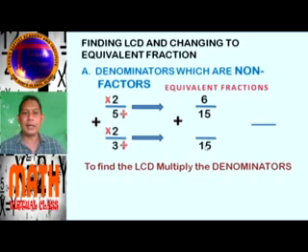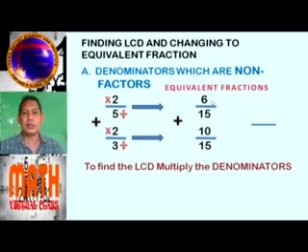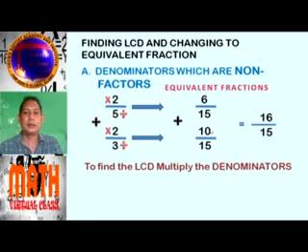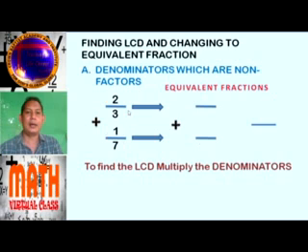Now when we have similar fractions, the only way to add them is by adding the numerators. So 6 plus 10 will yield 16 over 15. These are examples of non-factor denominators. The second example, we have 2/3 plus 1 over 7. Again, 3 here is not a factor of 7.